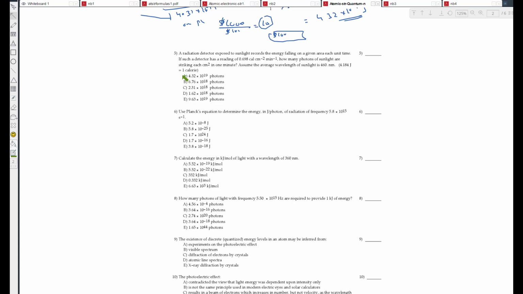Very good. What other conversion do you have to do? 0.698 calories to joules. Yes. 1 calorie is equal to 4.184 joules. So I'm just going to put it in the calculator real quick: 0.698 times 4.184. We're getting 2.920 meters, I'm sorry, joules. Yes, correct.